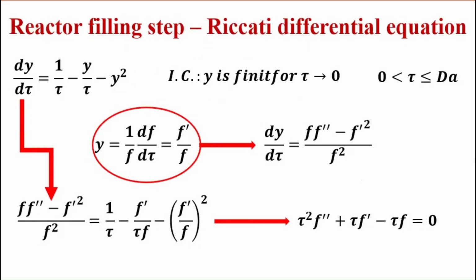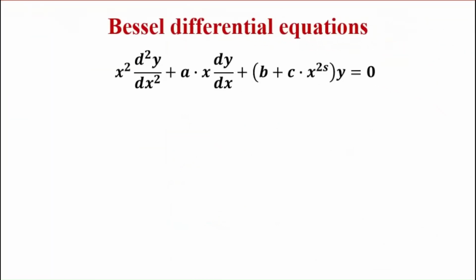In modeling many chemical systems, particularly those expressed in cylindrical coordinates, we frequently encounter differential equations of a standard form. This class of equations is known as Bessel differential equations, and their general solutions are expressed as combinations of Bessel functions. The nature of these solutions depends on the coefficients a, b, and s, while the type of Bessel function is determined by the coefficient c in the differential equation.